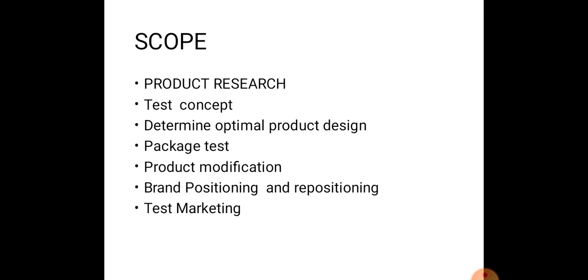Then brand positioning and repositioning. We are trying to establish a brand for our product, and we are positioning, placing our brand name in the right place in a particular market. And test marketing. Test marketing comes when ideas are converted into physical form, and we have produced only some amount of product to test in the market. Maybe customers like the product, maybe customers will dislike the product. According to that, the company takes the decision about bulk production, and the actual launching of the product is done in the market. So these are the aspects which come under product research.